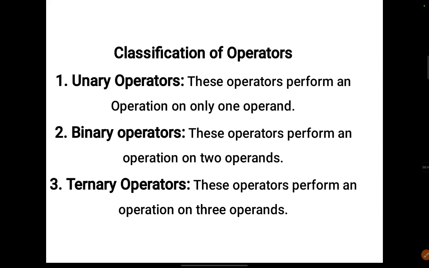Classifications of operators: unary operator, binary operator, ternary operator. Unary operators perform an operation on only one operand. Binary operators perform an operation on two operands. Ternary operators perform an operation on three operands.